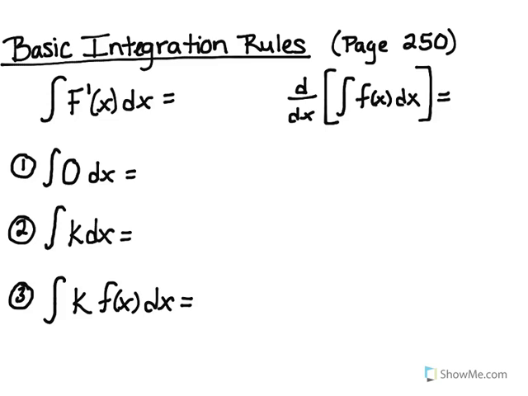So, if I have the integral of capital F prime of x dx, that's going to be capital F of x plus c. Basically, this is saying find the antiderivative of the derivative. It just gets you back to the function that you should have had in the first place, the antiderivative. Don't forget the constant of integration, though.